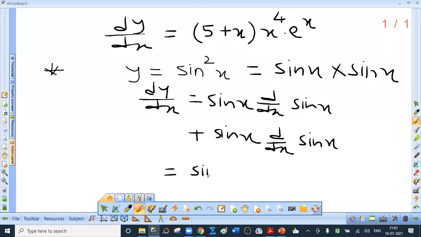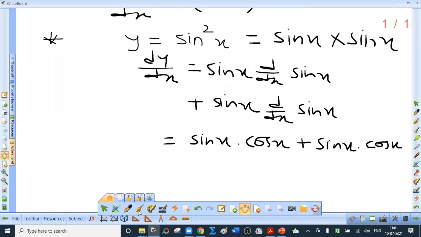So sine x. What is derivative of sine x? Cos x, plus what is derivative of this sin x? It doesn't work like that, this sin x and that sin x. Derivative of this is also cos x. Okay, so sin x into cos x plus sin x into cos x, and therefore what is the answer? Derivative of sin square x is 2 sin x into cos x.